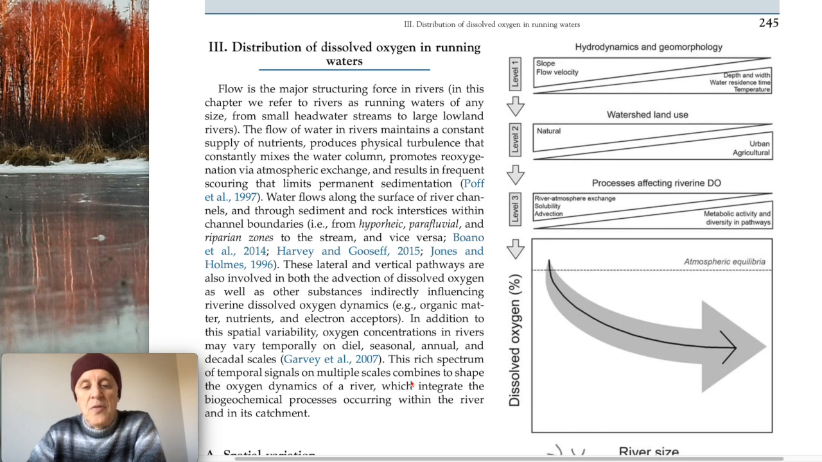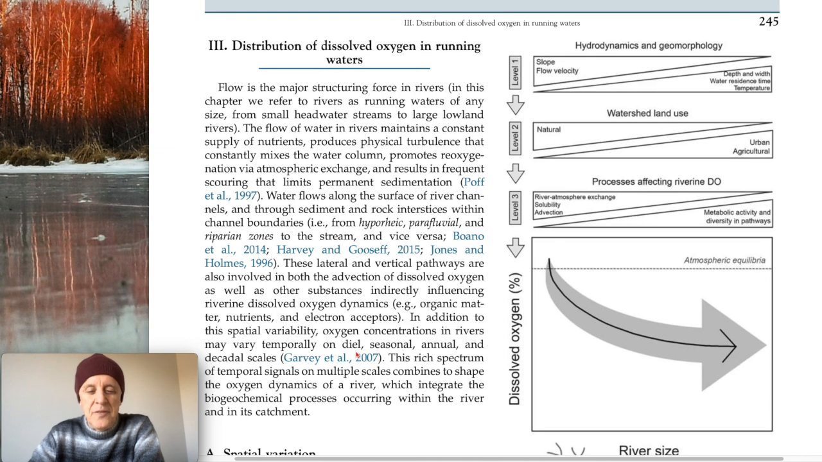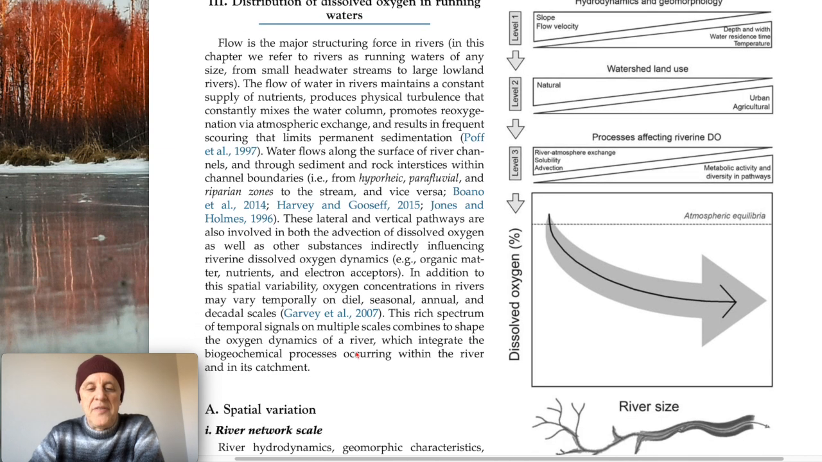Water flows along the surface of river channels and through sediment and rock interstices within channel boundaries. So, for example, from the hyporheic, parafluvial, and riparian zones to the stream and vice versa. These lateral and vertical pathways are also involved in the advection of dissolved oxygen as well as other substances, which indirectly influences riverine dissolved oxygen dynamics. In addition to this spatial variability, oxygen concentration in rivers may vary temporally on diel, seasonal, annual, and decadal scales. This rich spectrum of temporal signals on multiple scales combines to shape the oxygen dynamics of a river, which integrate the biogeochemical processes occurring within the river and its catchment.